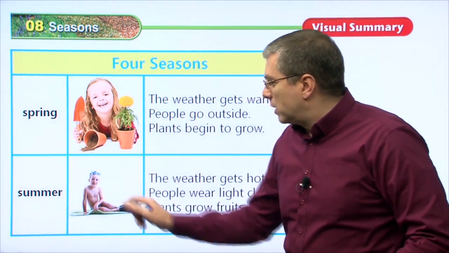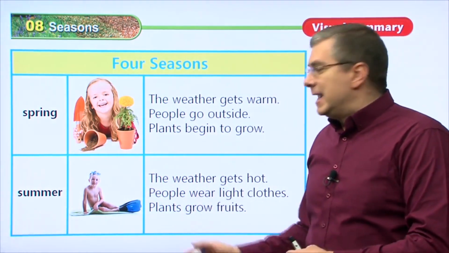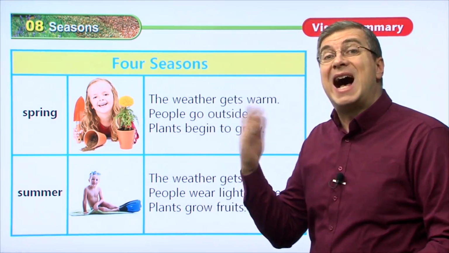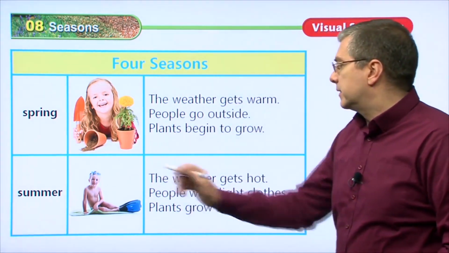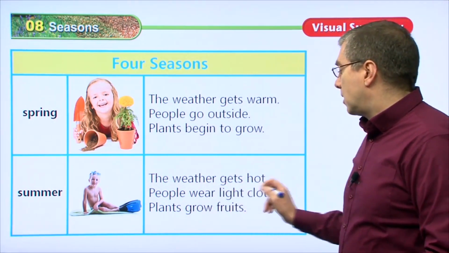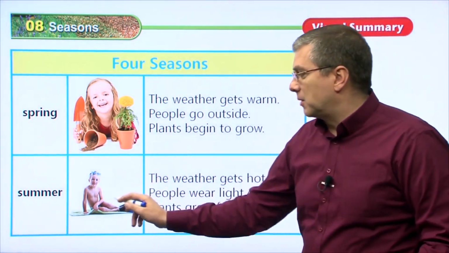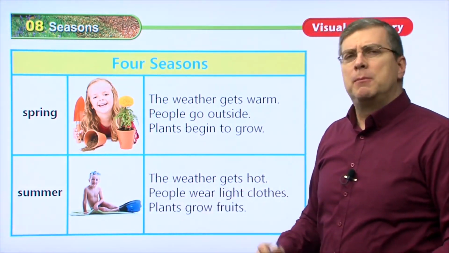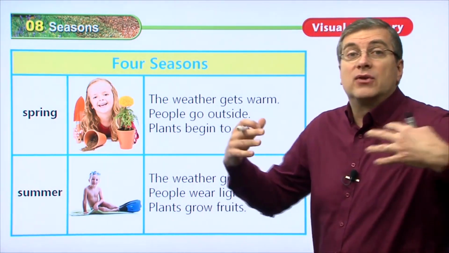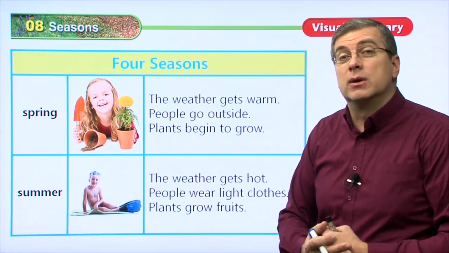This boy looks like he was just swimming, right? He can't swim when it's cold out. He wants to go swimming when it's hot out, right? So in the summer, the weather gets hot. People wear light clothes, like this boy, right? He's wearing a bathing suit. But people will also wear t-shirts and shorts, right? They don't have to wear a lot of clothes like they do in the winter.